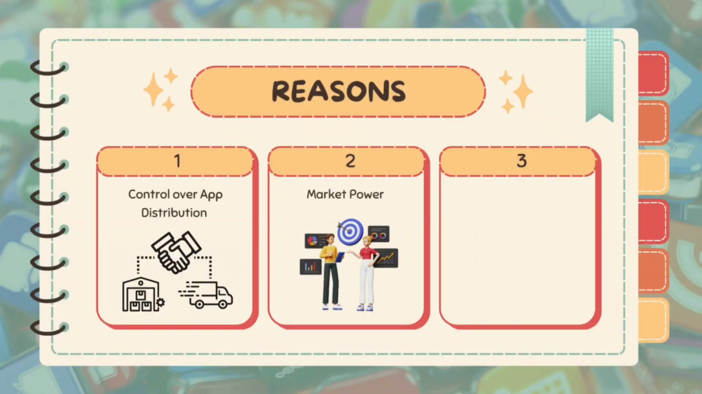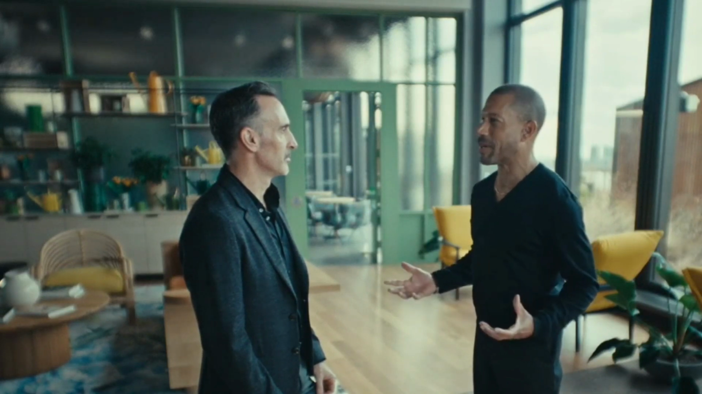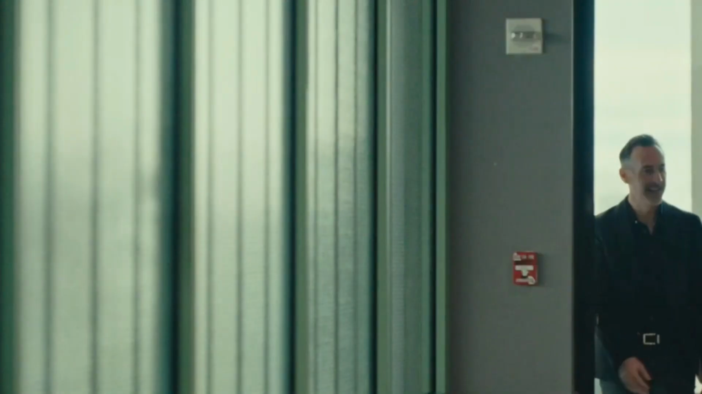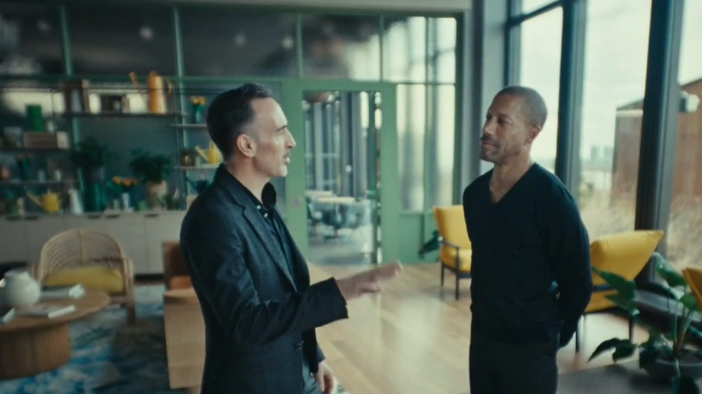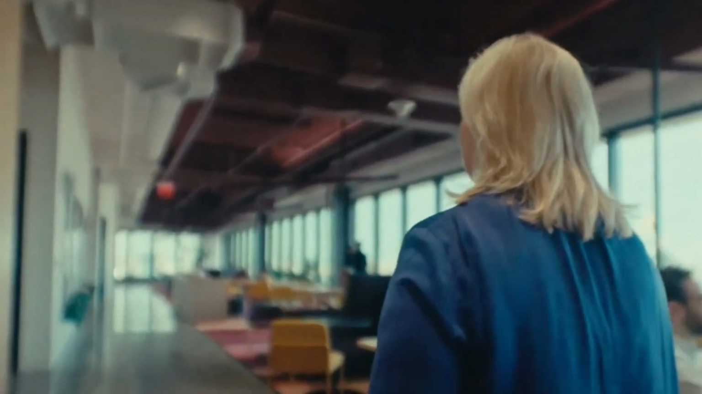With its dominance in the app distribution market, Google holds considerable power over app developers. Developers rely on the Play Store to reach millions of users, making compliance with Google's policies and guidelines essential for app success. Number 3 is policy enforcement. Google's policies, including those related to payment processing and revenue sharing, have a direct impact on developers' monetization strategies. Non-compliance with these policies can result in app removal or other enforcement actions by Google, potentially harming developers' businesses.